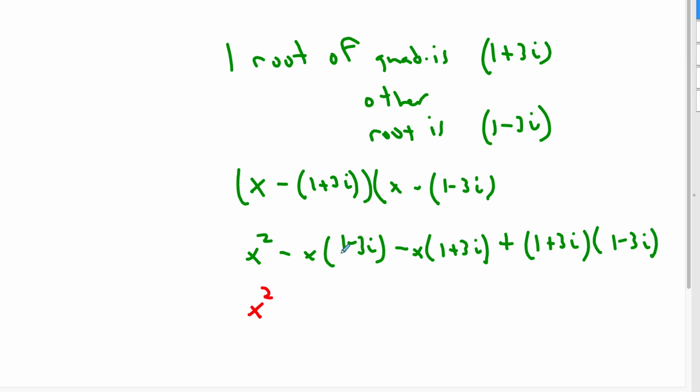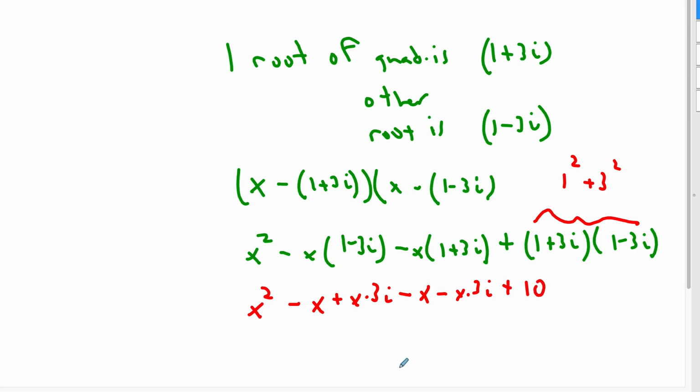When I distribute this, negative x, so minus x times 1 is minus x, minus a negative is going to be plus x times 3i, minus x times 1, then minus x times positive 3i. And then hopefully you recognize that if I have this times its conjugate, that's going to be the same as 1 squared plus 3 squared. If you don't believe me, multiply it out. So that's 9 plus 1, or this is going to end up being 10.